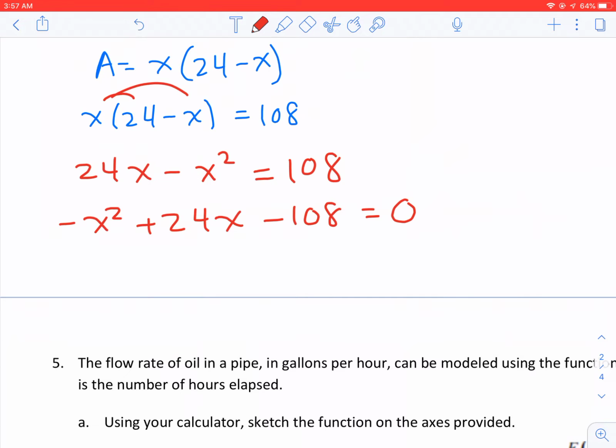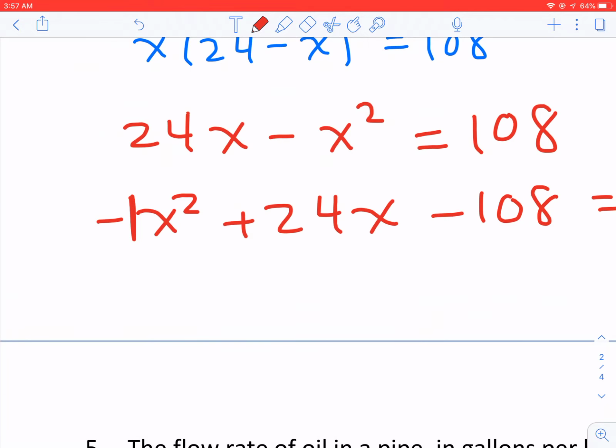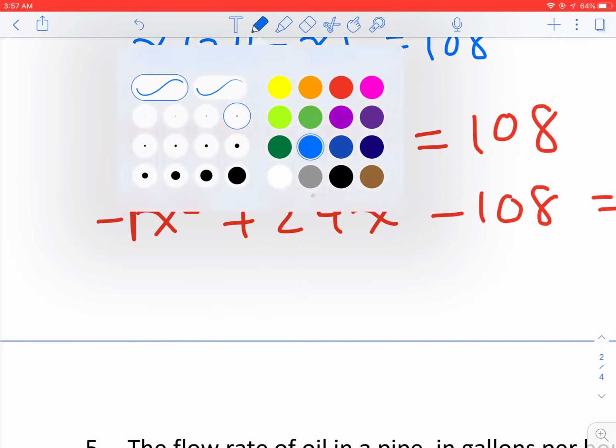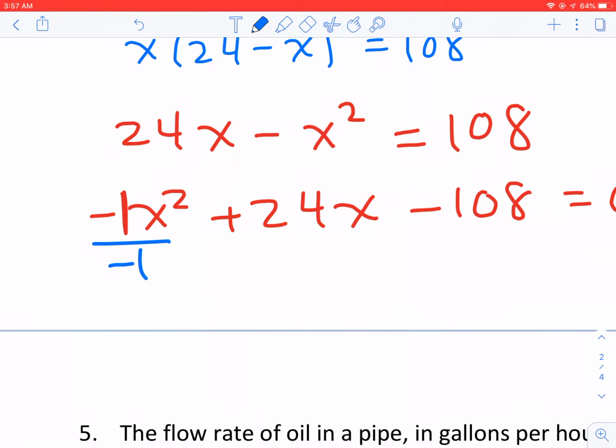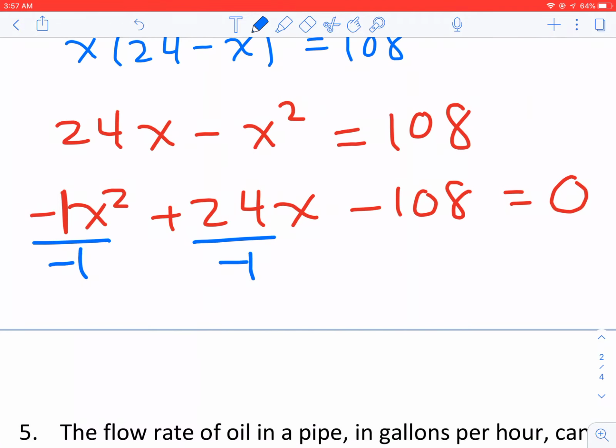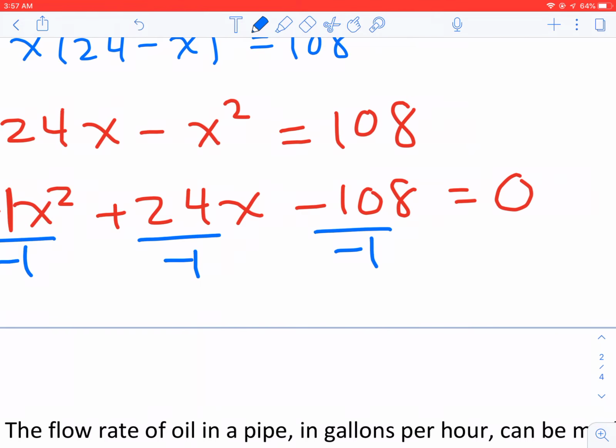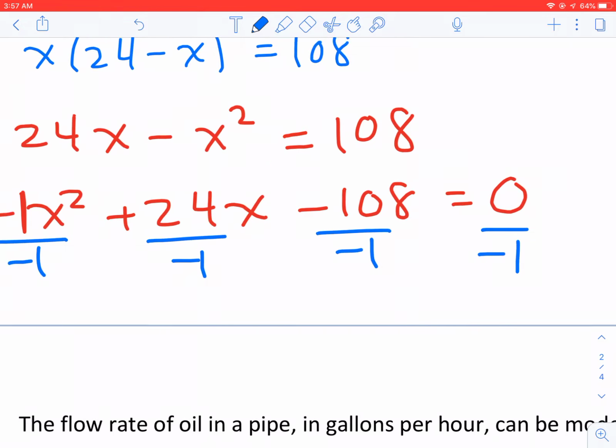Alright, before I try to factor this, I notice I have a negative 1. So you could factor out the negative 1, or I'm going to divide everything by negative 1 to get rid of that negative. Right, it's an equation. I can divide both sides by negative 1.